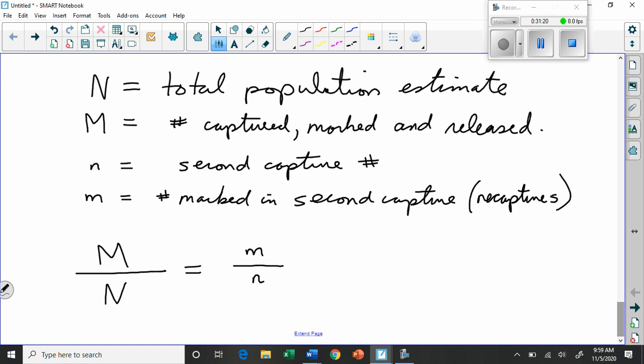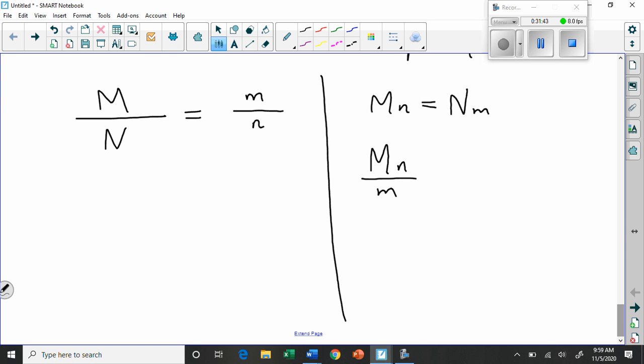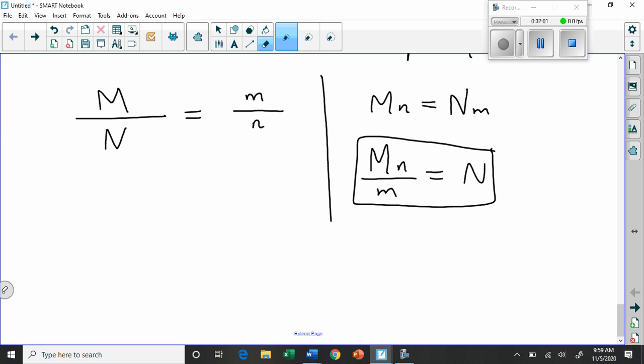Now, what we like to do is resolve this so that it's solving for the capital N, which is the estimate. And you can just do that with some simple math. So over here, if you take that and you cross multiply, you'll get Mn equals big N, little m, right? And then if you divide both sides by little m, you will get a nice equation that gives you the estimated population size. And this is called the mark and recapture method. Okay? So for this one, because it's a little bit confusing, we'll do an example of how this would work.